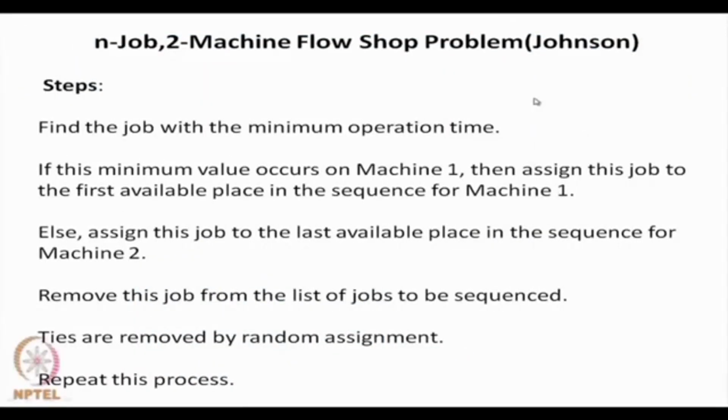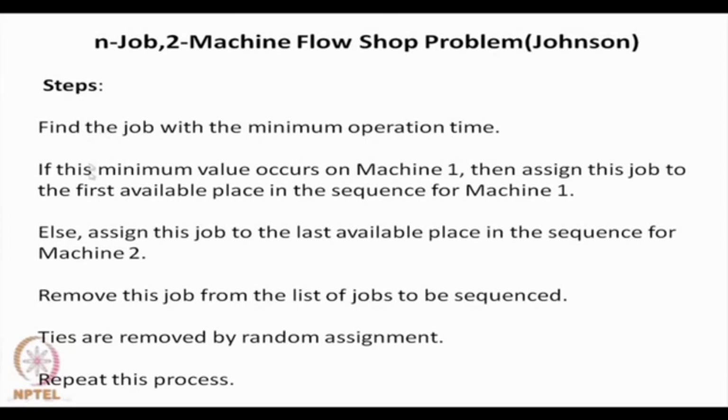Now, we take up yet another problem which has been well documented in the literature, and Johnson is credited with developing this idea. This is called the n job 2 machine flow shop problem. That means we have just 2 machines, not 1 machine, and there are many jobs and their sequence is given.